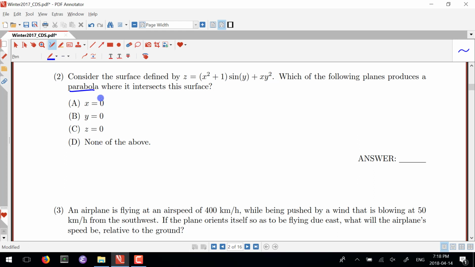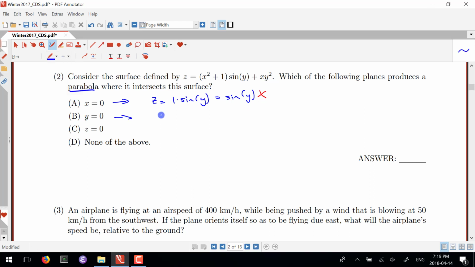If you take a look at the options here, this is a perfect scenario for substituting in a value and seeing what happens. When x equals 0, we're going to remove x from all the equations, and we're going to have a relationship simply between z and y. If we do that here, we're going to get 1 times sine of y plus 0, and so that's simply a sine y function. That is definitely not going to be a parabola. So we can rule that out.